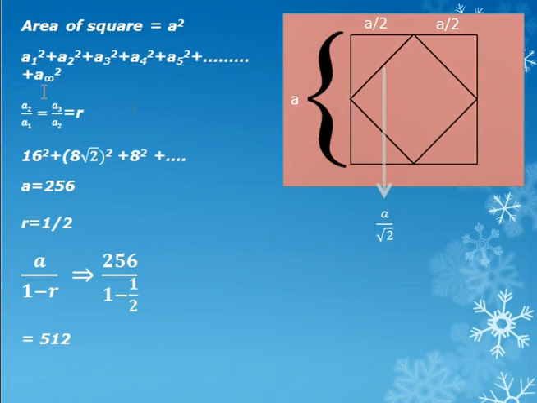Now we need to find the value of this side over here, right? So most of you mistook it as 16 by 2, 8, but it is not 8, it is a by root 2. And let's see how I got that. First we are going to find the area of each square, then see how many squares we are going to add, and just substitute the values. So it's basically finding the value of the first term and the common ratio, and after that it's simple.